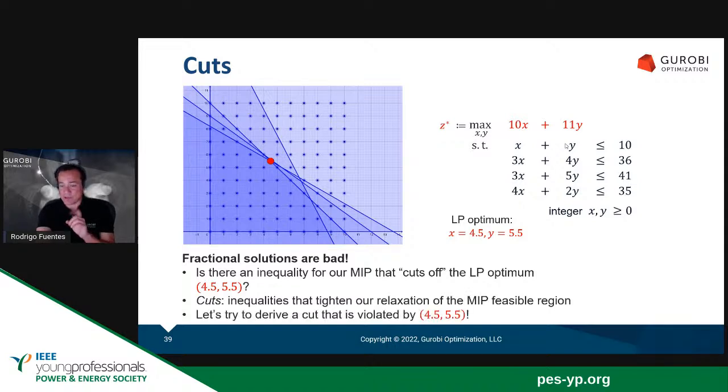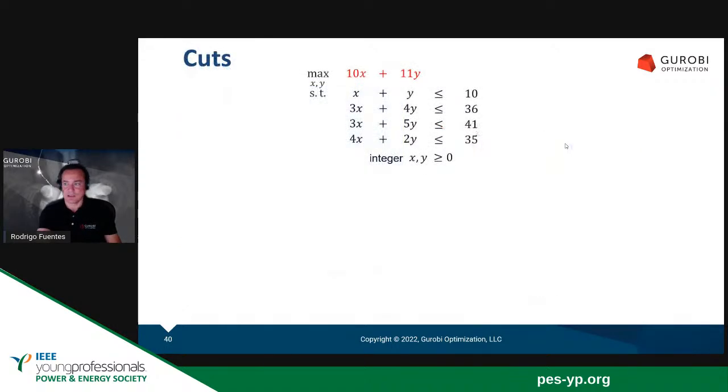So let's try to derive a cut. And all of this we're doing today is just for you to understand how the solver works. This is something that normally you wouldn't have to do yourself. So let's try to derive a cut to remove that point that we don't like. Okay, so there is a way to do this with some algebraic manipulation. We have this optimum point.